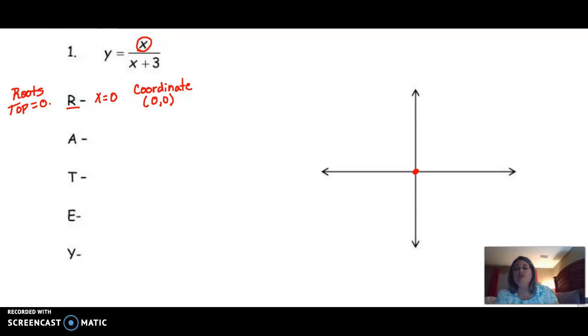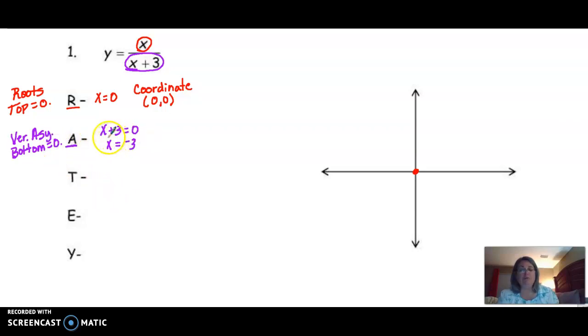So I'm going to change colors, and everything that I do for the A will be in purple, and A stands for our vertical asymptote. So we'll just say vertical asymptote. You could just say VA if you wanted to. Remember, the vertical asymptote is where the denominator equals 0. So we're going to take the bottom and we're going to set it equal to 0. So our denominator being x plus 3, we're going to set x plus 3 equal to 0. When we solve and subtract our 3 over, we get x is equal to negative 3.